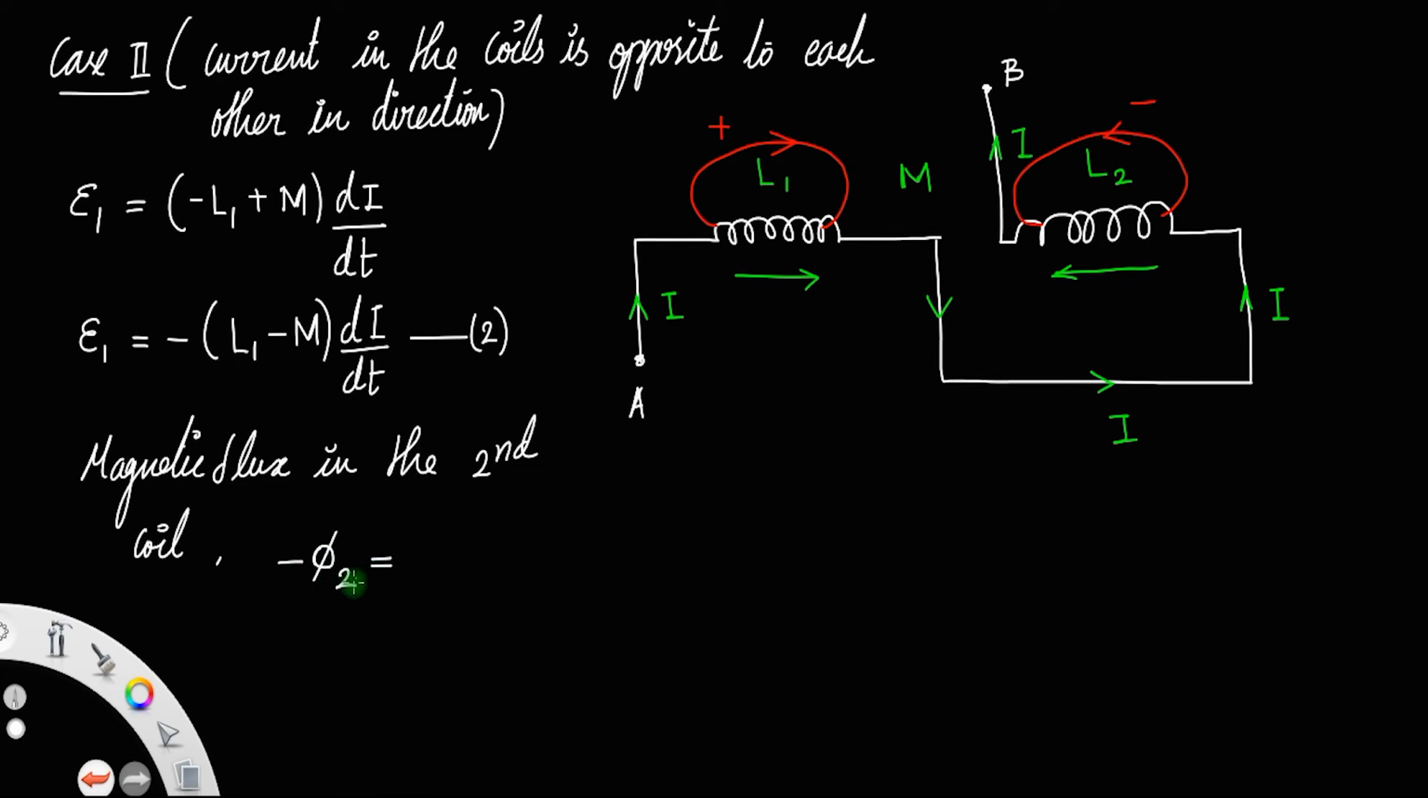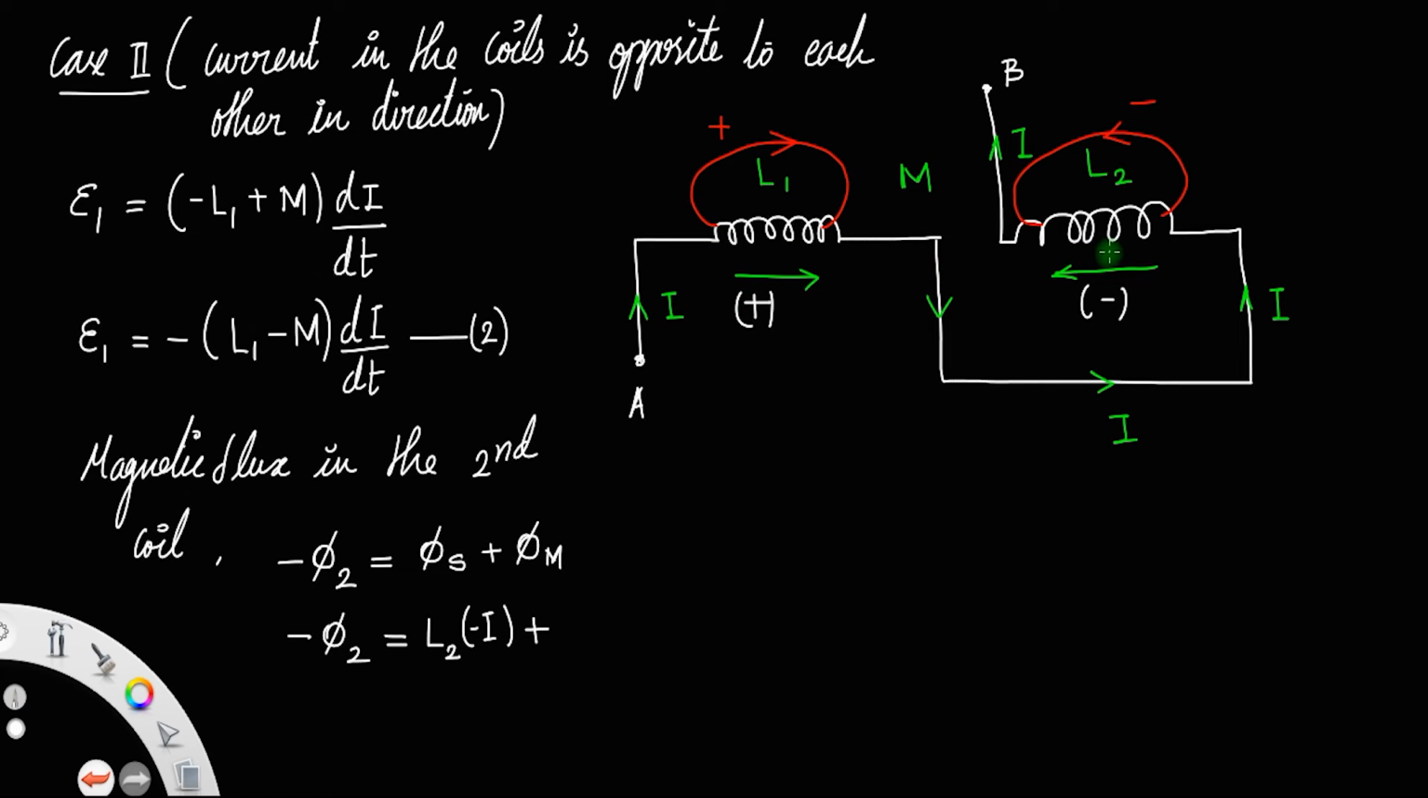Clear? Obviously, the flux is due to two reasons. That is, one is self-induction and the other one is mutual induction. So minus phi 2 is equal to, see, the magnetic flux developed due to self-induction is equal to the self-inductance times the current. Here, since I took this current as positive, I have to take this current as negative. So I have to write minus I. Clear? Plus, now for the expression of mutual induction, that is magnetic flux due to mutual induction, I have to take the current in the first coil.